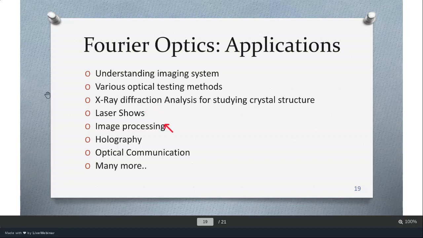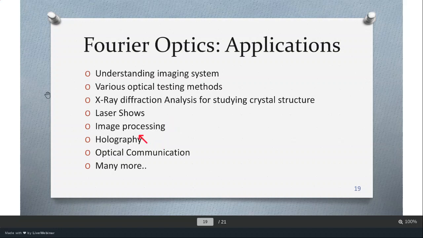In many image processing applications, the Fourier optics has been used, the fast Fourier transform, right? It has been used for getting the phase information as well as clearing the noise from the image. We have actually been using the Fourier optics.